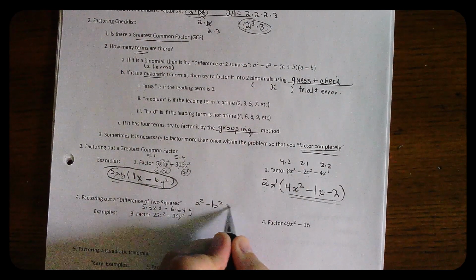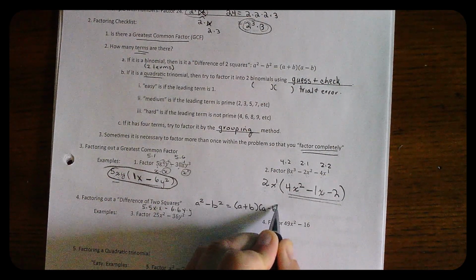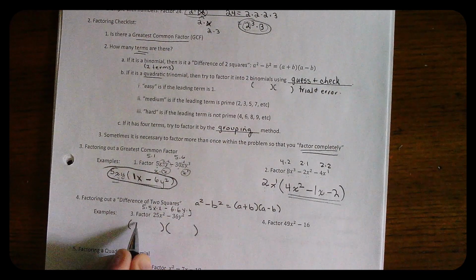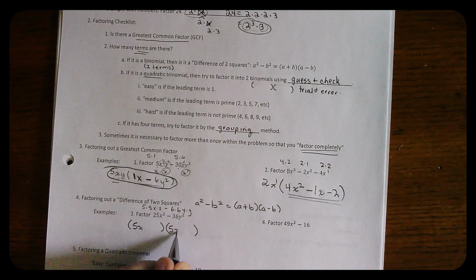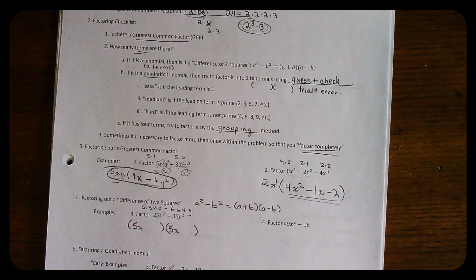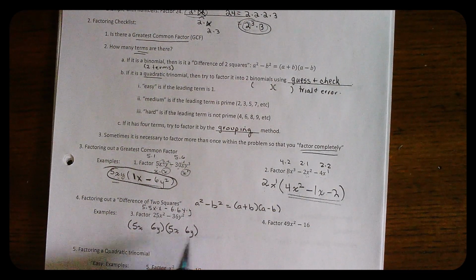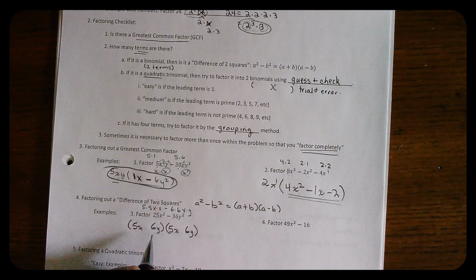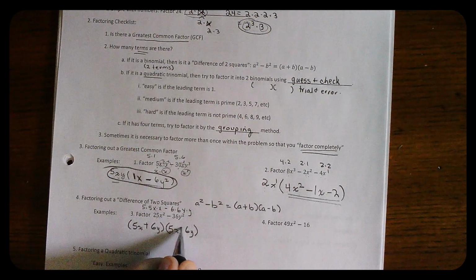and their subtraction. So a difference of 2 squares is going to simply factor into a plus b, a minus b. So this would factor into 5x and 5x, because 5x times 5x is 25x squared. And then 6y and 6y, because 6y times 6y is 36y squared. And the signs, they're going to be opposite signs in here.